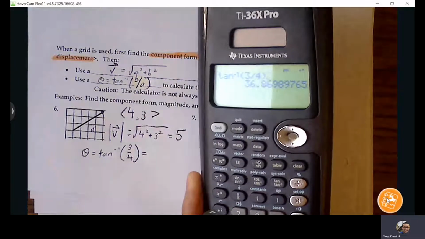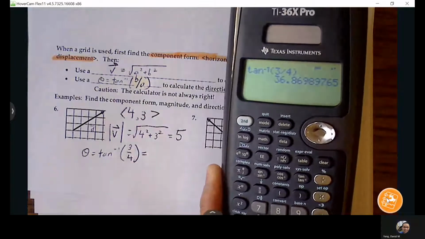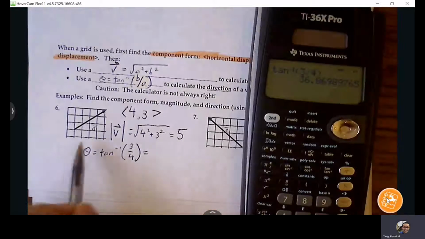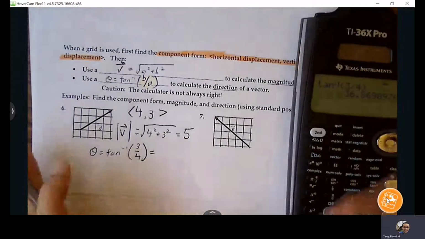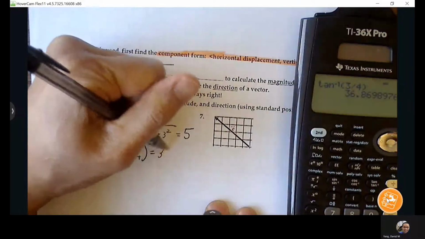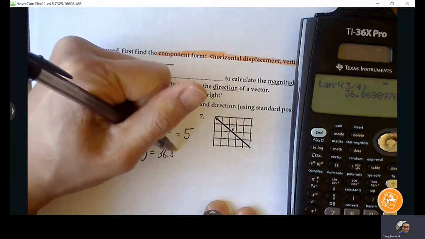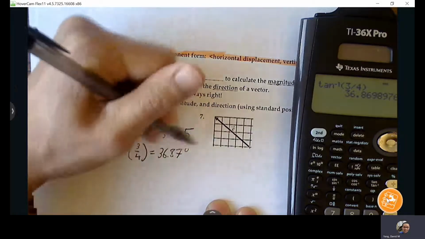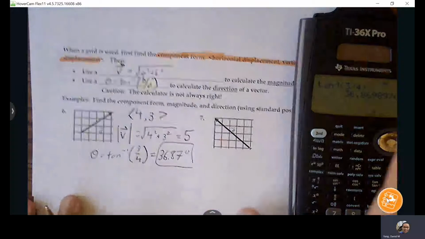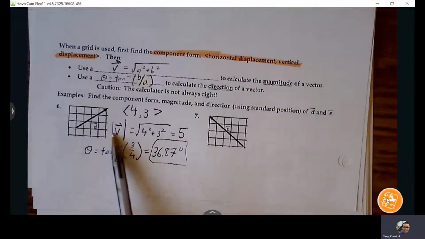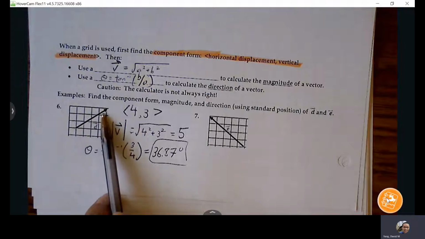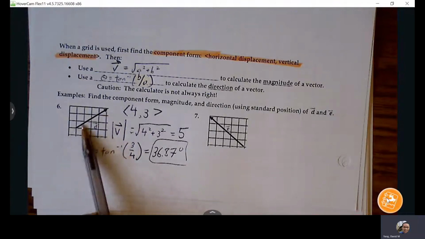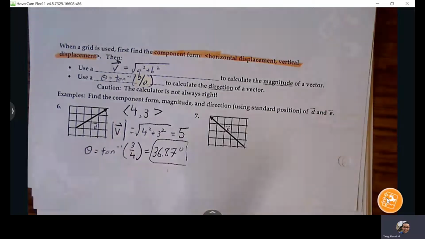Okay, do we need to make any adjustment to that degree measure? Yeah, it's pointing in the first quadrant, right? It's pointing in the first quadrant, so that reference angle is perfectly fine. So component form is 4, 3. This vector has a length, or magnitude, of 5, and the direction is that it's pointing 36.87 degrees.